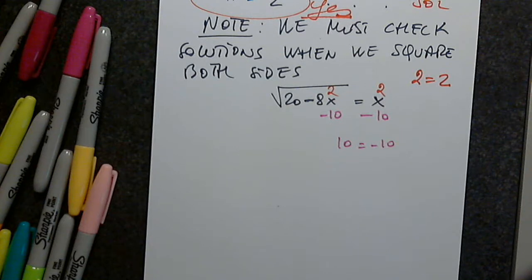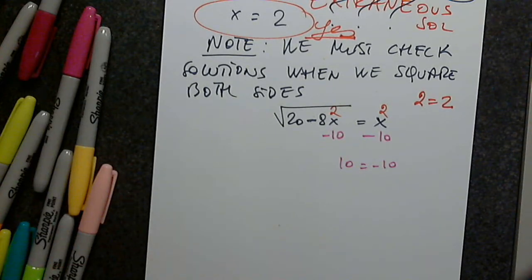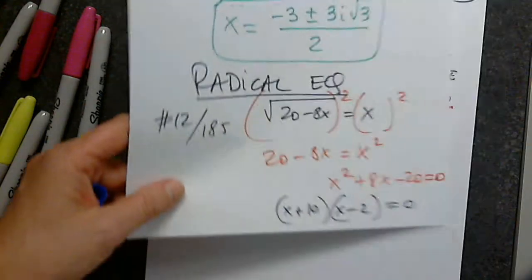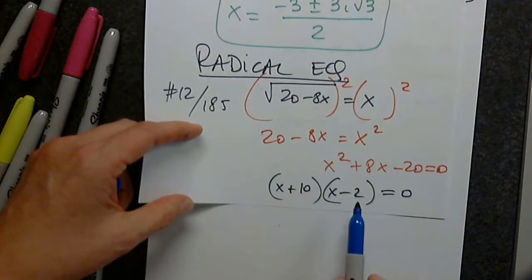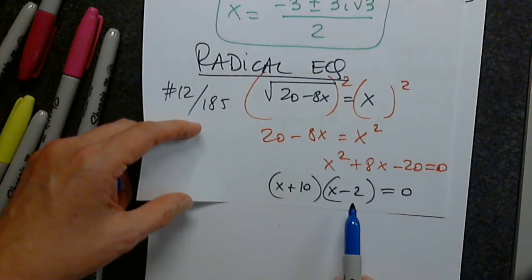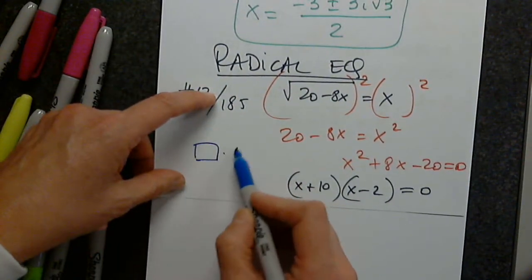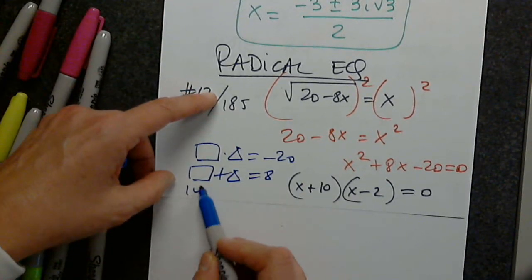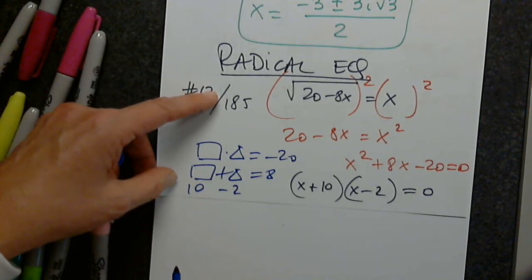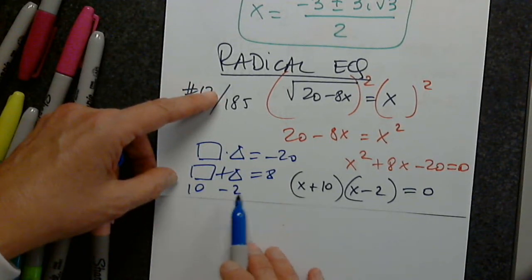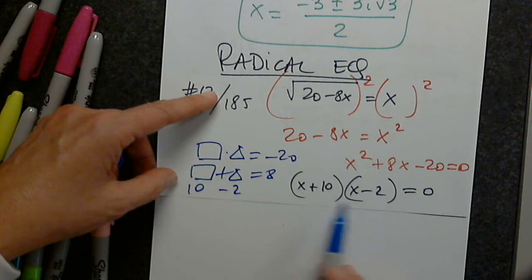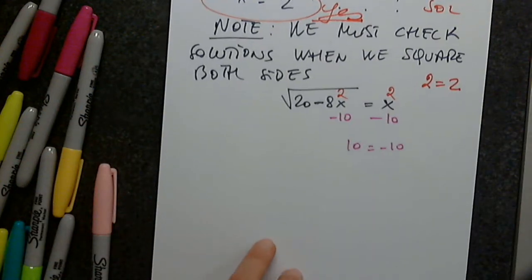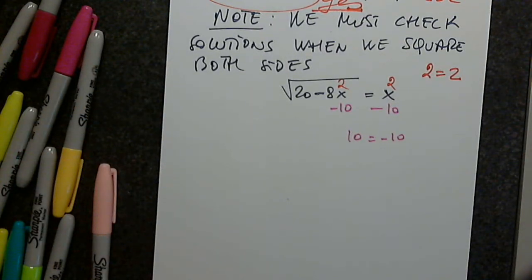When we factored and got x plus 10 and x minus 2, I see that we're getting the negative 20. How come we aren't trying to find the 8 instead of the negative 20? So we are looking for two numbers whose product is negative 20 and whose sum is 8. And the numbers are 10 and negative 2. So 10 minus 2 is 8. 10 times negative 2 is negative 20. And that's how we found these. Okay.